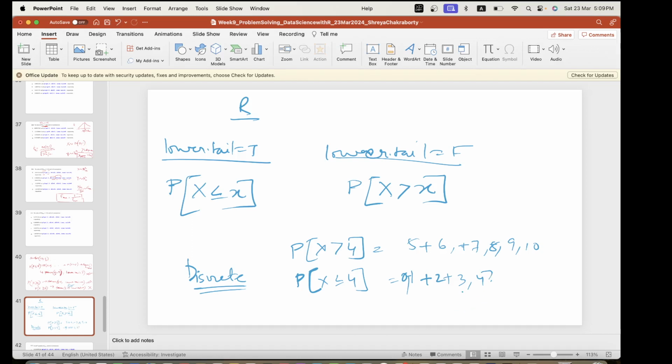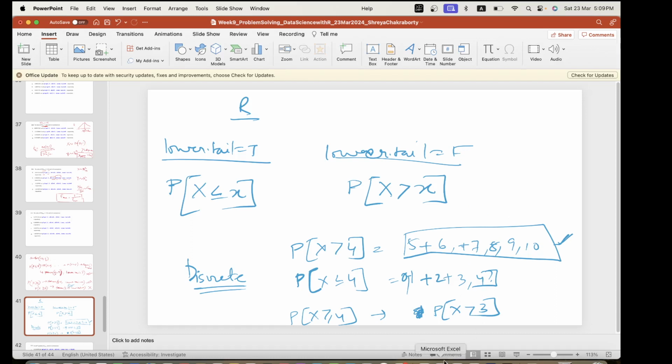This thing and this thing you are going to readily get from the software. But if you have probability X greater than or equal to 4, then what you actually need is 4 along with this, right? That you can only achieve if you get probability X greater than 3. X greater than 3 with lower.tail equal to FALSE is going to give you 4, 5, 6, 7, 8, 9, 10 and so on, if it is a discrete case.